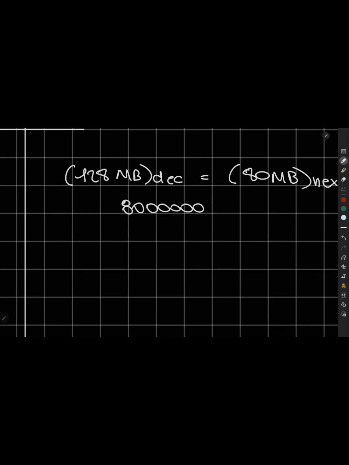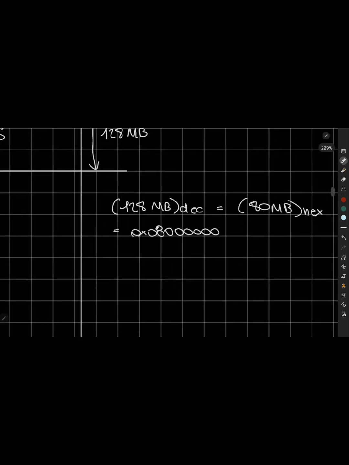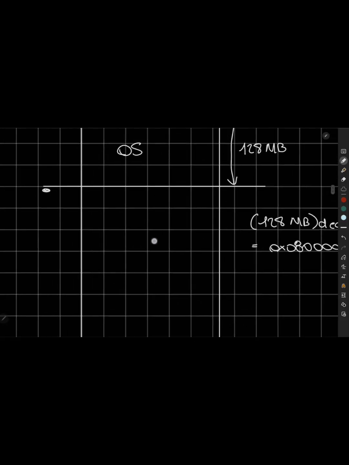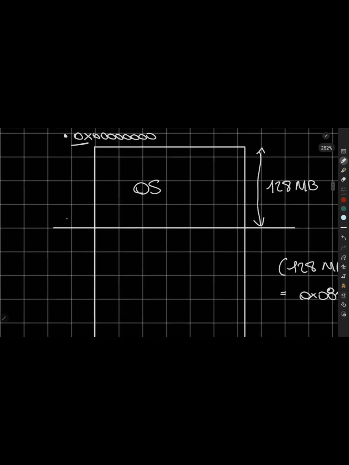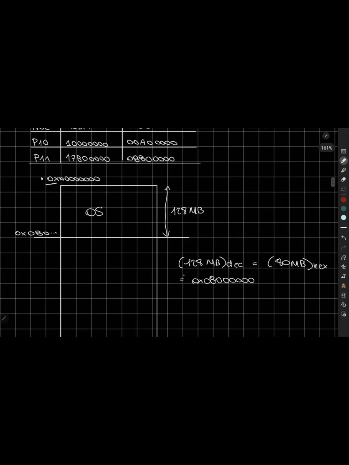Did I add them all? Okay, so 2, 4, 5. These are only 7 digits. I need one more, so I will add a 0, and this is my representation in hexadecimal of 80 megabytes. So this address here is going to be 0800, followed by zeros to arrive at 8 digits.